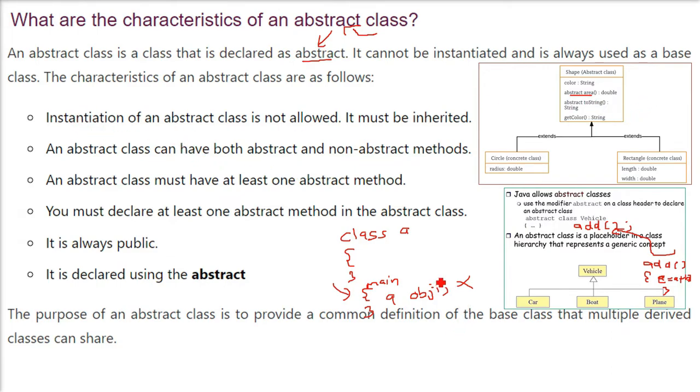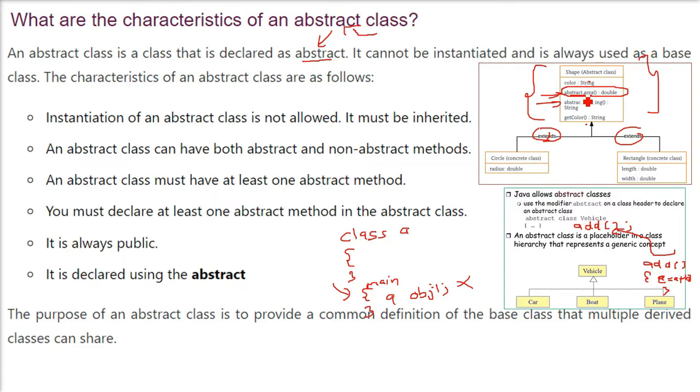So instantiation cannot be done. The abstract class has to be inherited. The abstract class can have both abstract and non-abstract methods. If you see here, we have two abstract methods and one data member. And as I said, you must declare at least one abstract method in the class to make it abstract. It is always public. Why is it made so? So that it can be inherited. So it will always be public. It is declared using the abstract keyword.